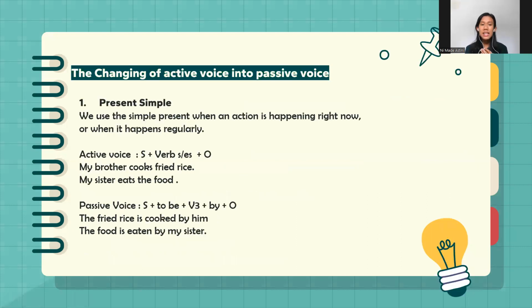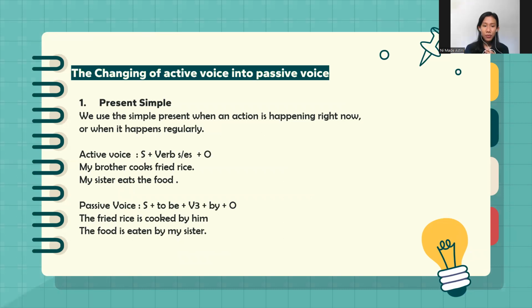The next one is changing active voice into passive voice. Let's start with the present simple. We use the present simple when an action is happening right now, and it happens regularly. So we use simple present.